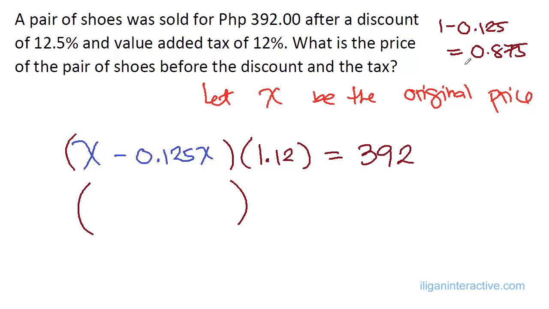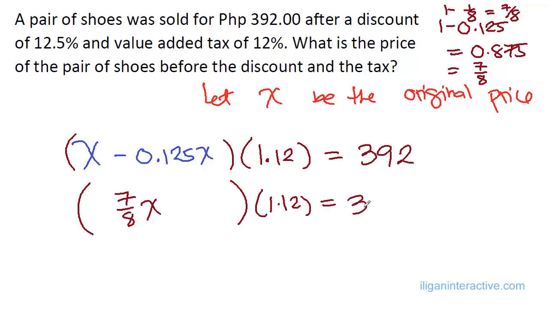However, it would really be better if we could express this as a fraction, right? This is just actually equal to 7 over 8, thinking that 0.125 is just 1 over 8, right? 1 minus 1 over 8 is just 7 over 8. So this will then become 7 over 8 X times 1.12 equal to 392.